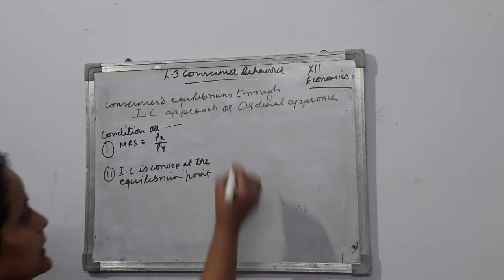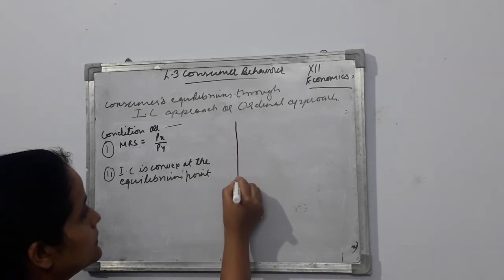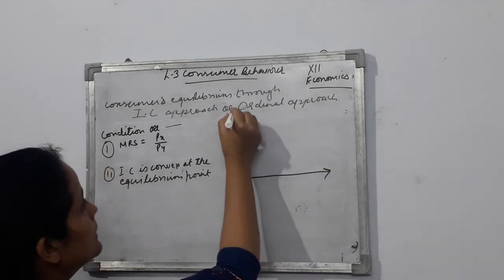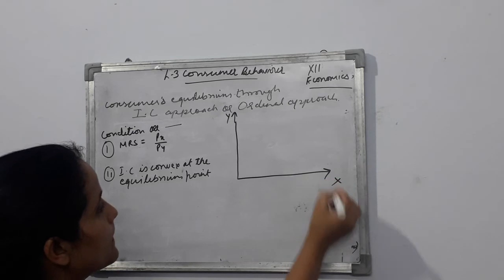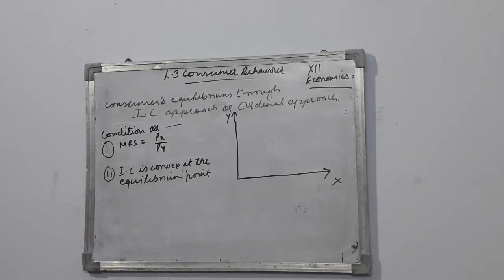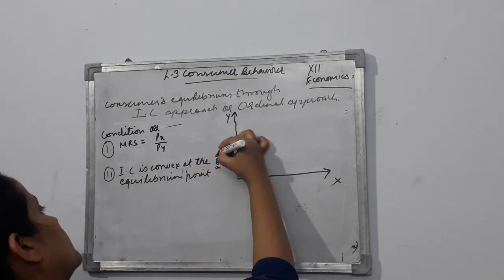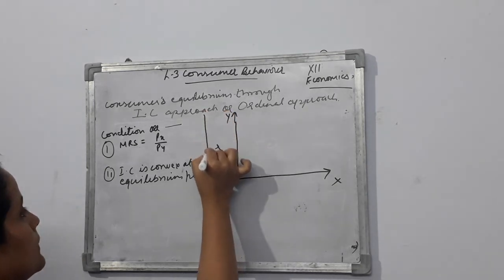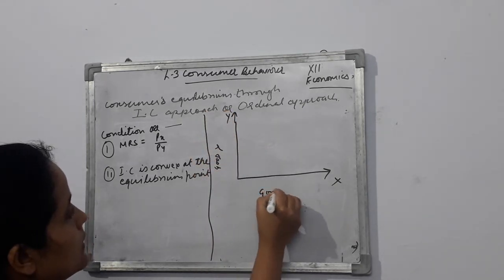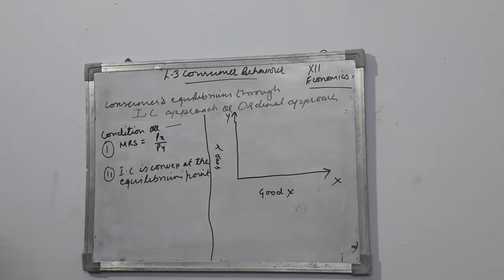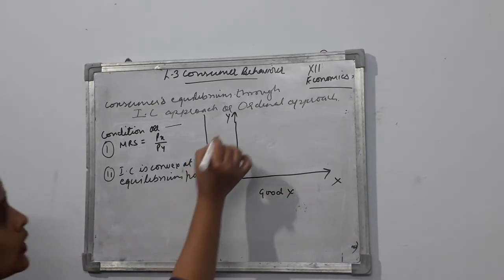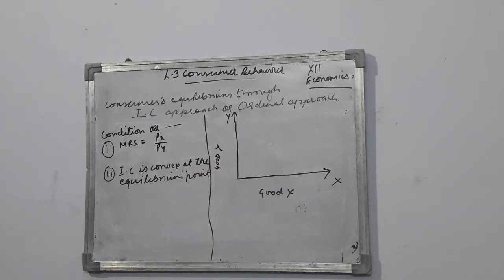Now I will draw the diagram and make you understand. This is your y, this is your x, okay? And here is good y, this is good y, and this is good x, right? Now we'll draw budget line.